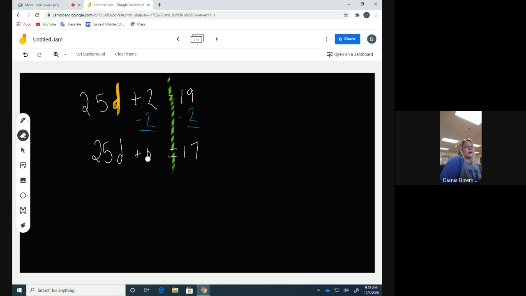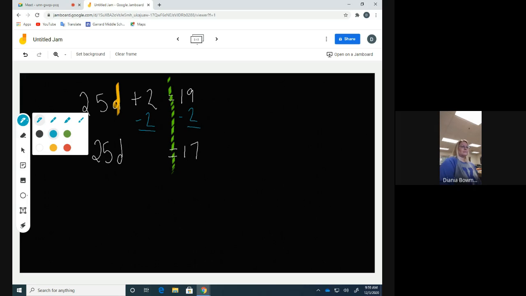So I'm going to go back in here and erase it because we really don't have to write that on paper. You can if you want to, if it helps you remember, but you don't have to. So now I have 25 times D. How do I get rid of that 25 times D? How do I get rid of this 25? I'm going to do the inverse operation or the opposite of times 25. What's the opposite of that?